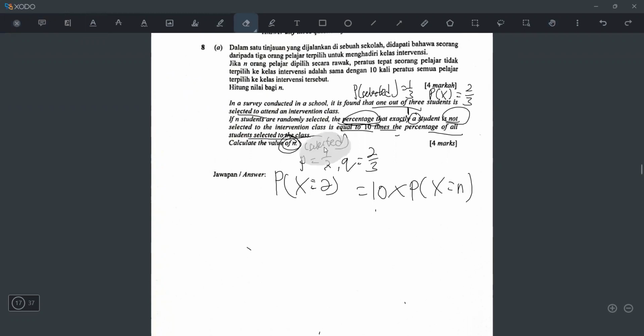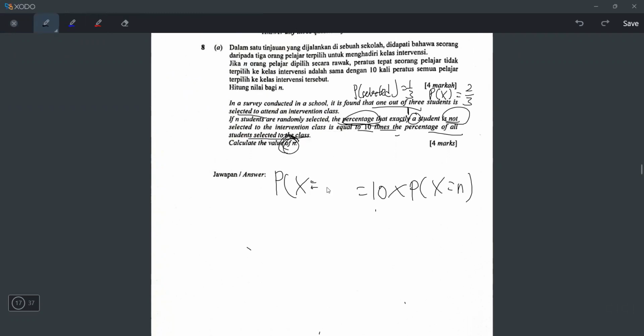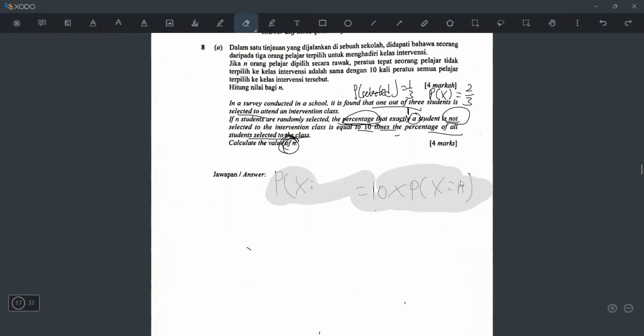Okay. Then I cannot treat my P as 1/3 already. I cannot write Px equals 2 also, because we don't know the n, right? We don't know the n. So I will write like this. For this question, I will do it like this.